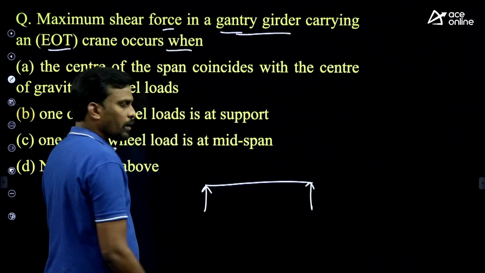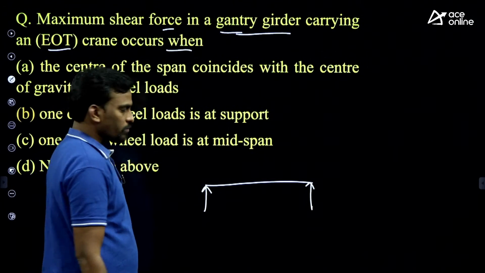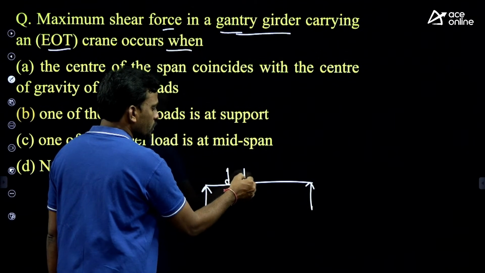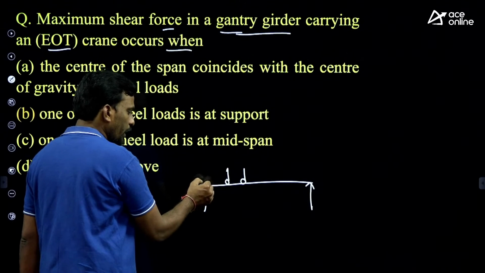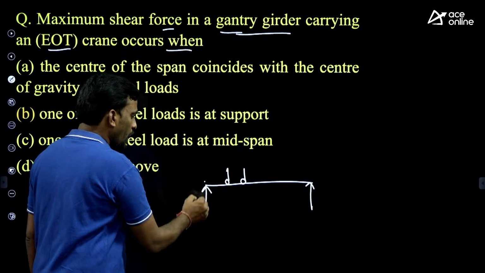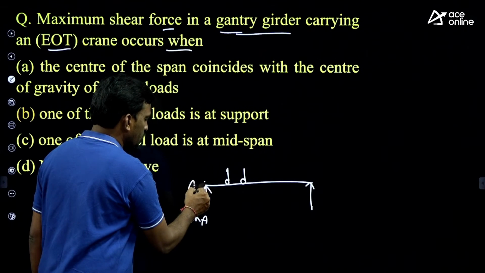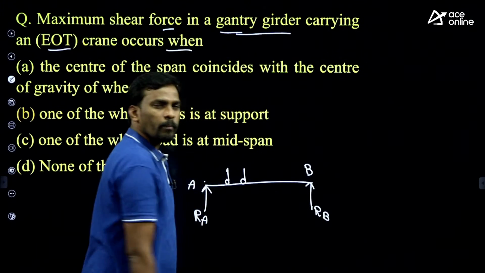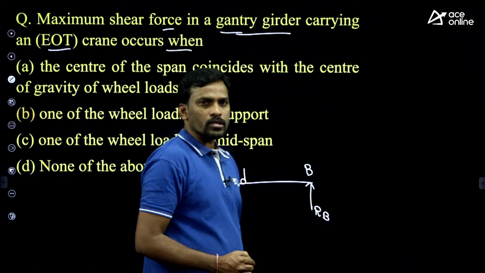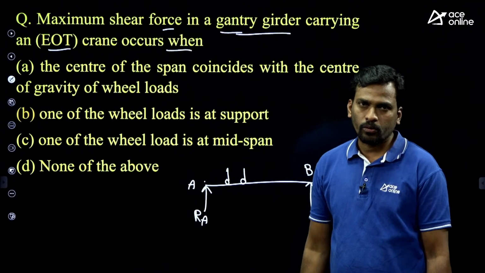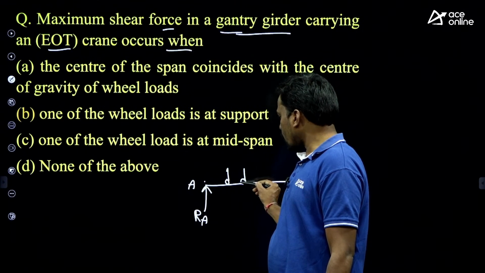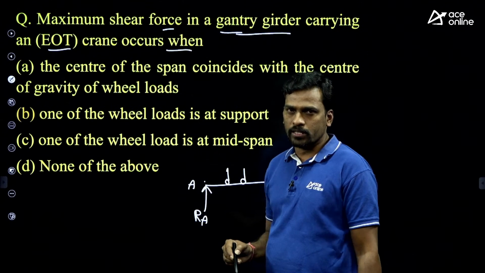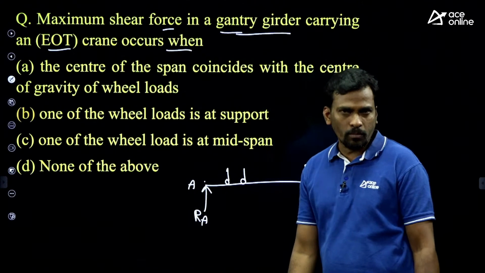Now, when will we get the maximum shear force? Students, this is the ILD concept: if the wheel loads are near the support, then reactions are maximum. If reactions are maximum, then shear force is also maximum. It means at the supports we get the maximum reaction. If the wheel loads are near the support or at the support, we get the maximum reaction. If the reaction is maximum, shear force is also maximum.